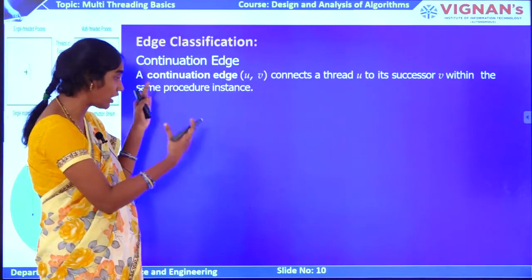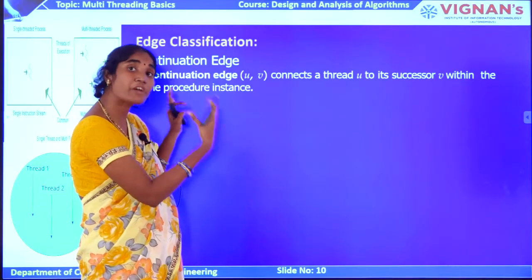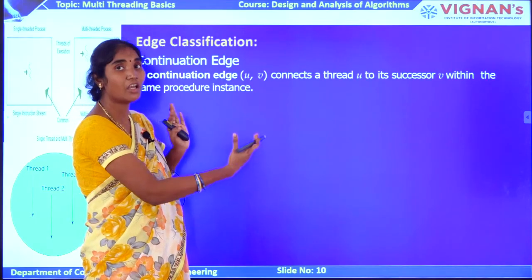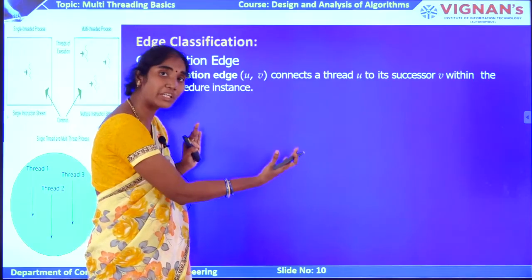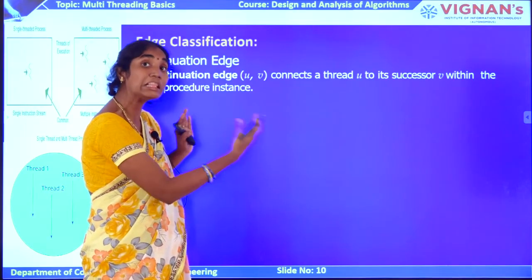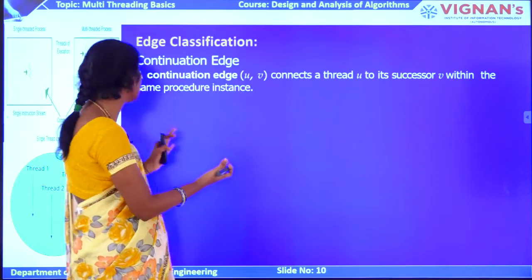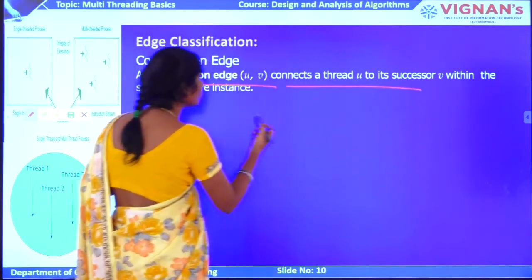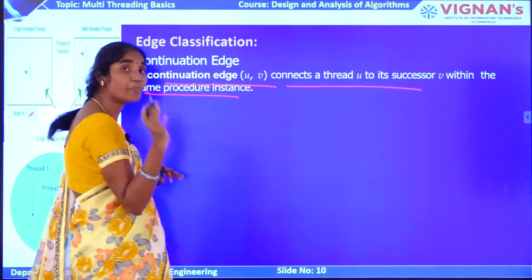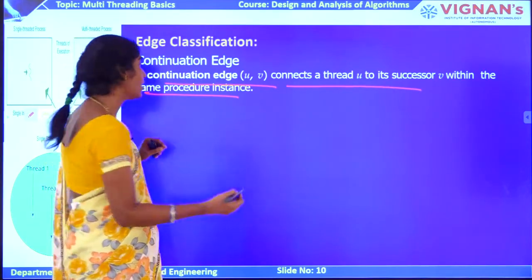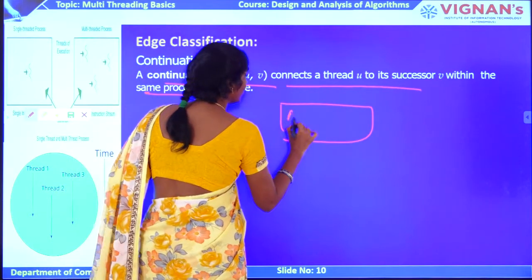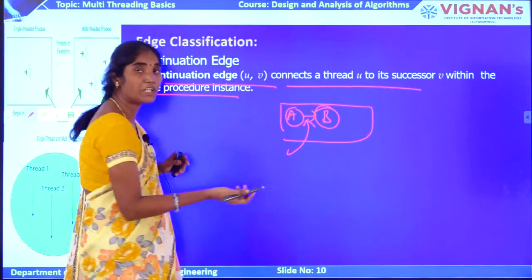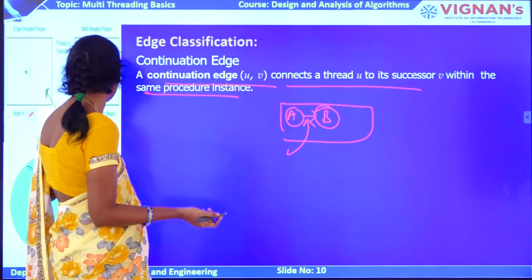Now edge classification. So first one is a continuation edge. Continuation edge means here there is a connector from one thread to another thread within a single process. For example, u comma v. Then there is a continuation from u to v, and in that case I have to give a continuation edge. So a continuation edge u comma v connects a thread u to its successor v within the same procedure instance. That is, in your diagram you have seen A to B, because here there is a continuation process from A to B. That is why we have shown it with a continuation edge over there.